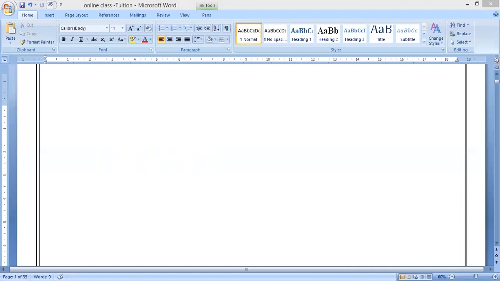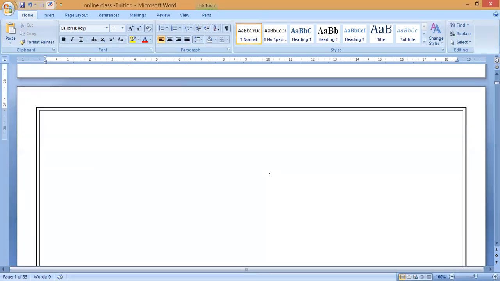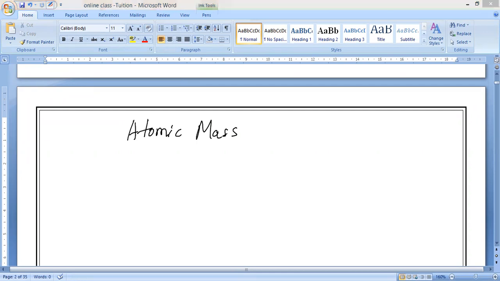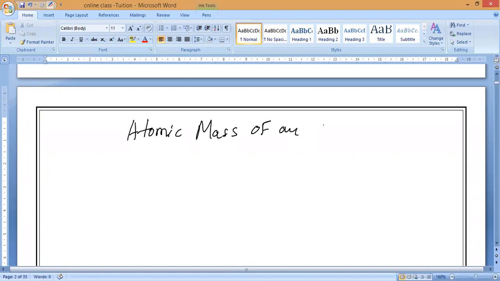What is that? Atomic mass of an element. All of you keep heading. Very, very important, guys. I know that most of you do not understand, so try to understand very carefully. If you are not understanding, you have to ask me again. Atomic mass of an element. First try to listen, and later only you can go.